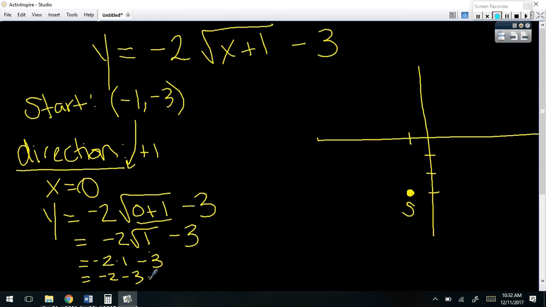So now I got -2 minus 3, which is... stay focused, guys. What's -2 minus 3? -5. So what are the coordinates of this point? -5, 0. Close. So you start from the middle, go down 5. Negative, 3, 4, 5. This is my direction point.